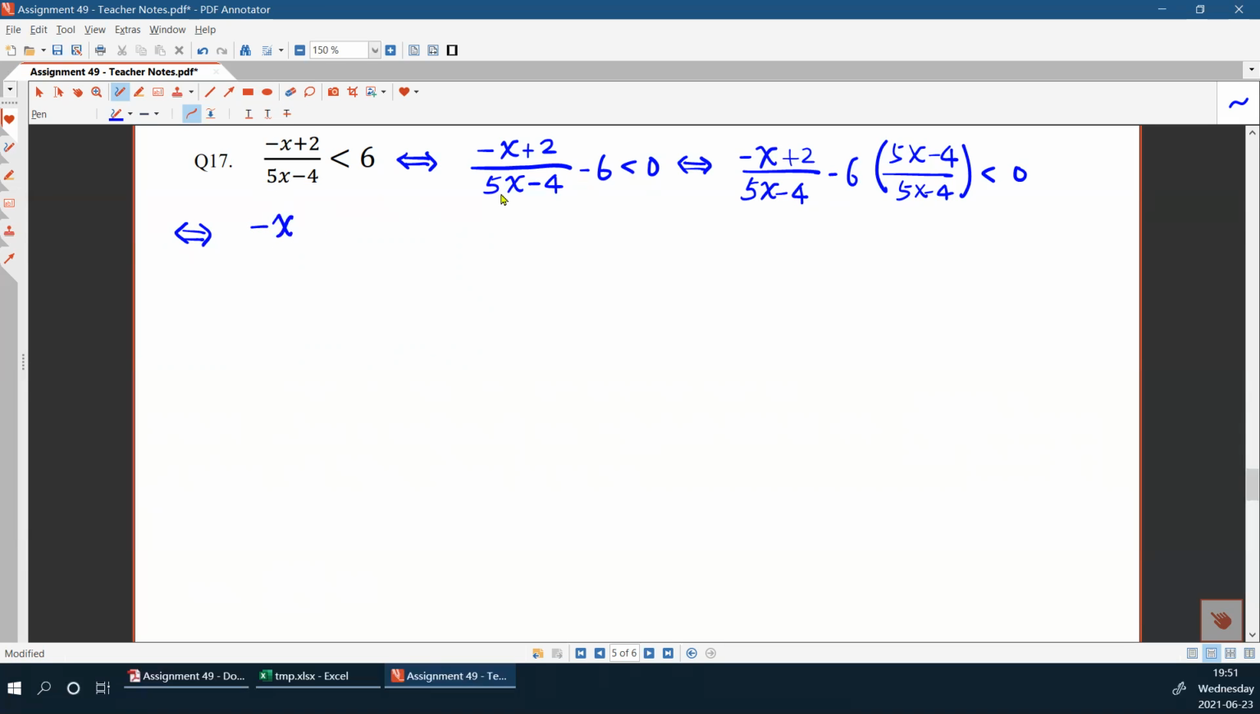And this is equivalent to, next, we can expand and combine the numerator. Minus x plus 2 minus, pay attention here, minus 6 times 5x is minus 30x. And minus 6 minus 4 gives you 24. Understand? This should be positive 24, not negative. Can you follow me, Dora? Because you made a mistake here. You see why? Okay, good.